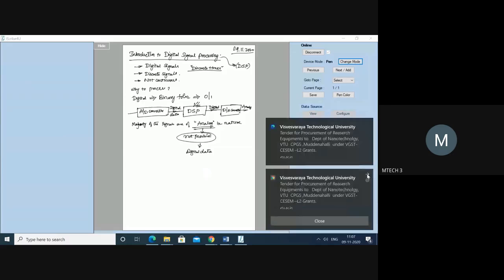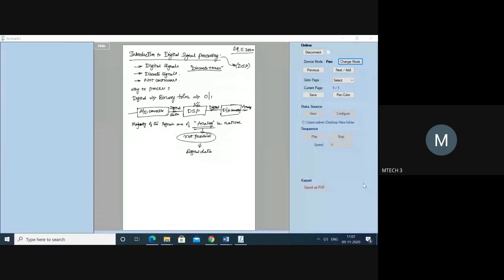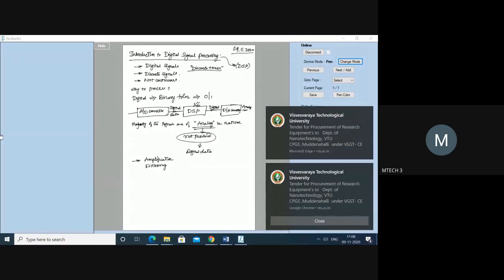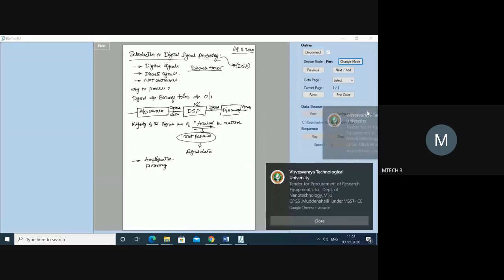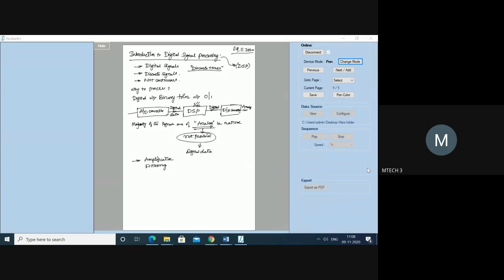When I'm going to process the signal by means of digital data, the processes that I am going to do are, as you have already done, the amplification of the digital data, or the filtering of the digital data. These are the cases we are going to carry out in digital signal processing.